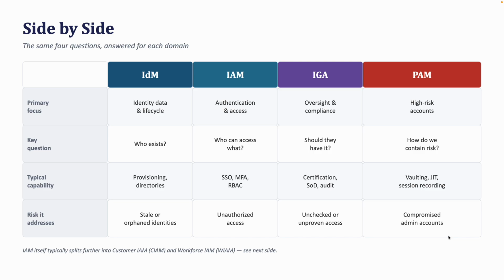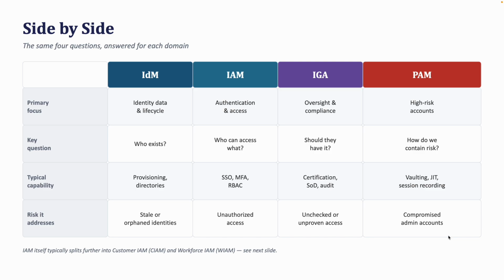And the key questions those ask, to summarize: IDM asks the question of who exists. IAM asks the question of who can access what. IGA asks the question of should they have it, should they have those privileges, and so forth. And PAM asks the question, how do we contain the risk? How do we minimize the privilege access, and so forth.